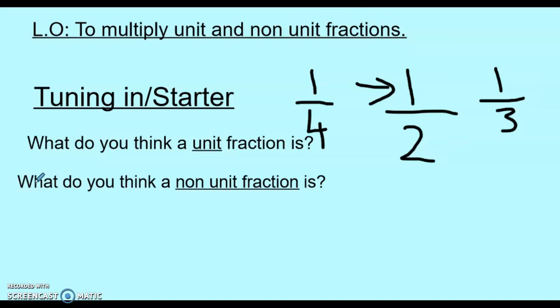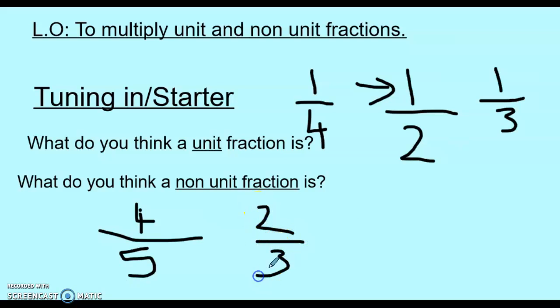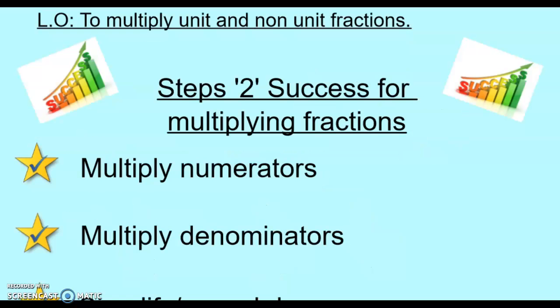So therefore, a non-unit fraction is just the opposite. A non-unit fraction is any fraction where the top number, the numerator, is bigger than 1. So for example, 4/5 or 2/3. Write down some more if you can think of any more. 3/9. They are all non-unit fractions because the numerator, the top number, is bigger than 1. Let me know if you can think of any more of your own fractions. So you're going to be timesing different fractions together today.